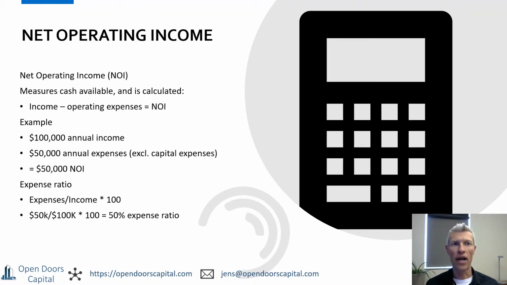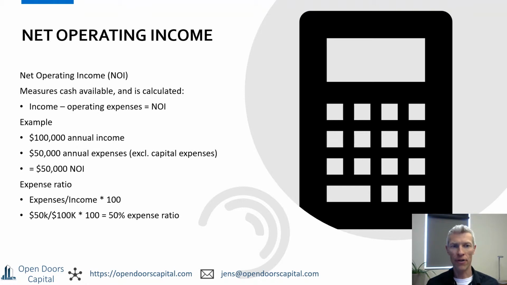So the first one we need to look at is the net operating income, or NOI. It really measures the cash available by taking your income, subtracting your operating expenses, then you arrive at your NOI. It does not take into consideration any kind of debt service you have. So for example, if you have $100,000 annual income, so you take in $100,000 in rent, and you have $50,000 worth of expenses, excluding your capital expenses, which we'll talk about in a later webinar, you have $50,000 NOI.